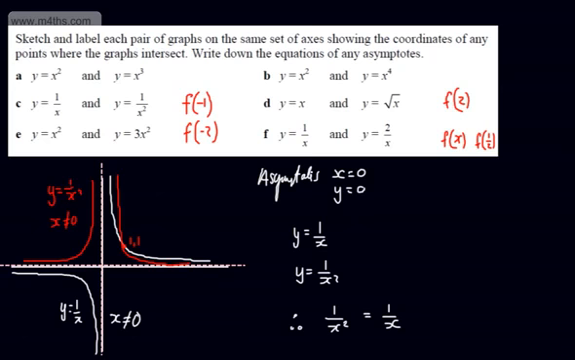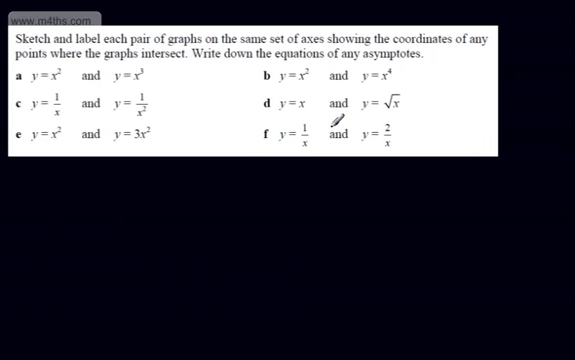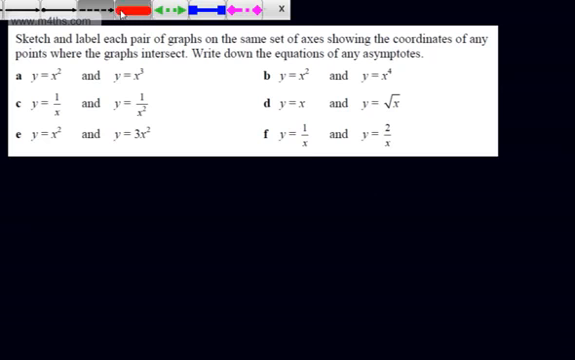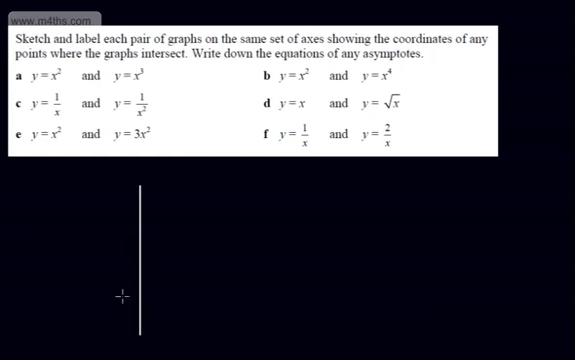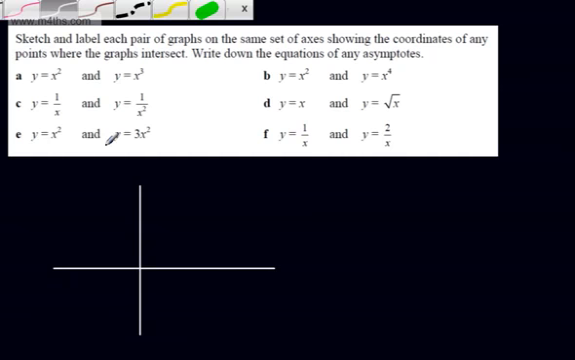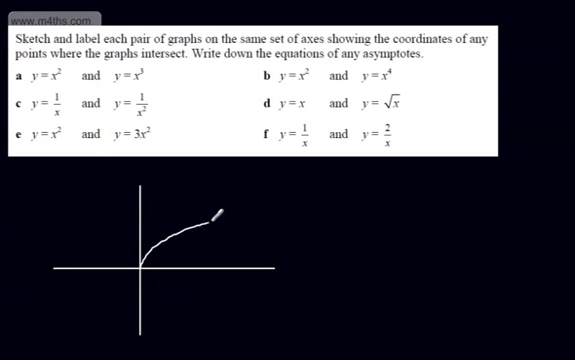Okay, let's do one more. Let's look at this one. y is equal to x, and y is equal to the square root of x. When we talk about the square root of x, we talk about the positive square root of x. Now, this is going to look something like so. We'll come up, round, and it'll look, give or take, like so. So this now is y is equal to the positive root of x.